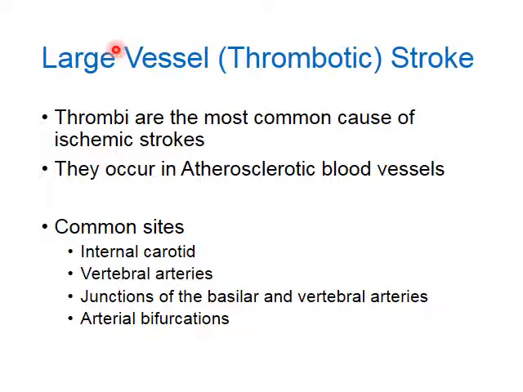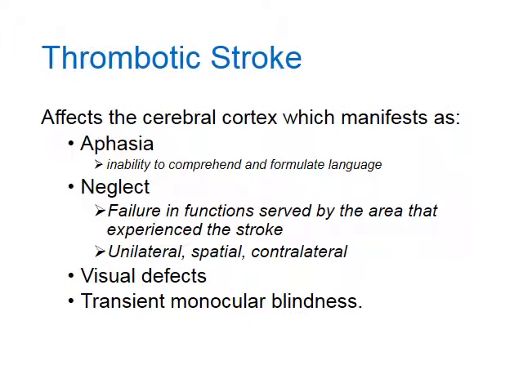A large vessel thrombolytic stroke. Would I ask this on a test? Damn right I would. I would ask you what a large vessel thrombolytic stroke could come from. It could deal with an internal carotid artery, vertebral arteries leading in, junctions at the basilar and vertebral arteries, and any arterial bifurcation. Okay, most of the time they occur by a thrombus that is caused from atherosclerosis.